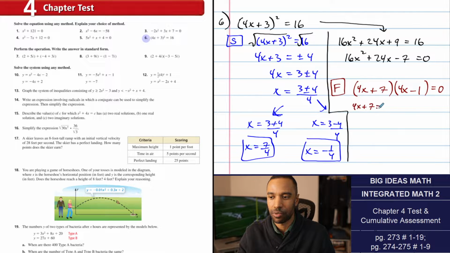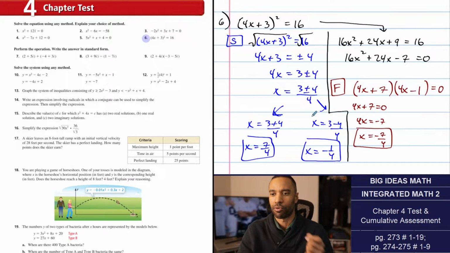4x plus 7 equals 0. Subtract 7 from both sides. Divide both sides by 4. And I get negative 7/4. Did I do something wrong? Because here I got positive 7/4. Let me look at this.